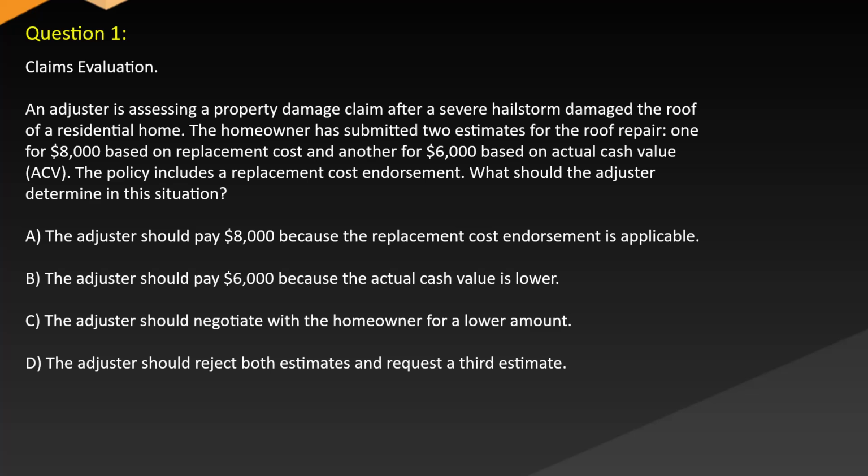What should the adjuster determine in this situation? A. The adjuster should pay $8,000 because the replacement cost endorsement is applicable. B. The adjuster should pay $6,000 because the actual cash value is lower. C. The adjuster should negotiate with the homeowner for a lower amount. D. The adjuster should reject both estimates and request a third estimate.